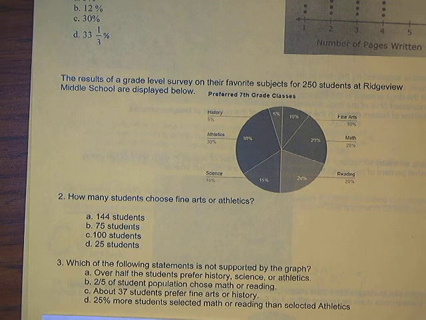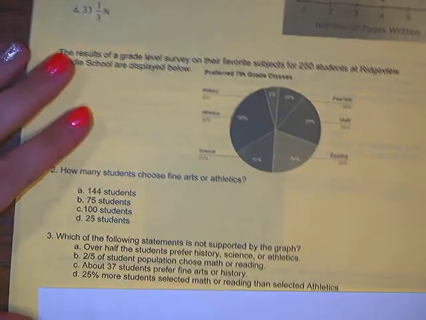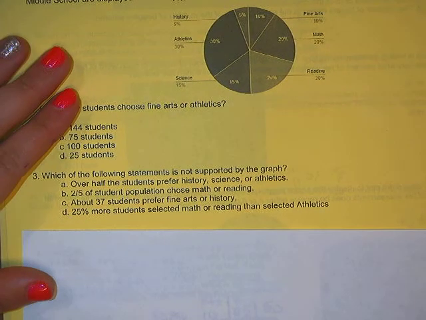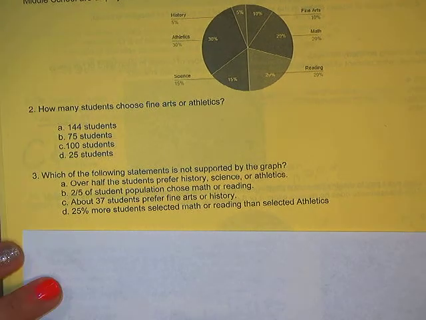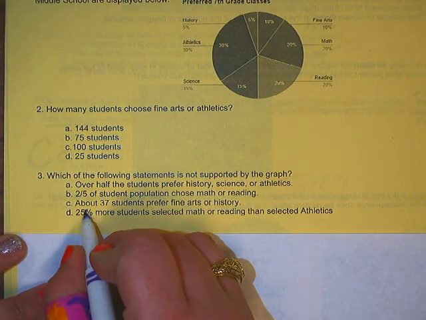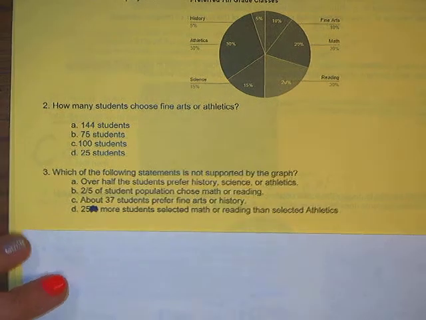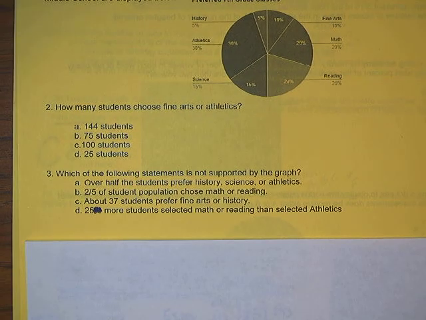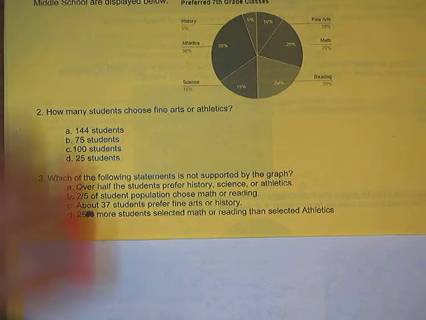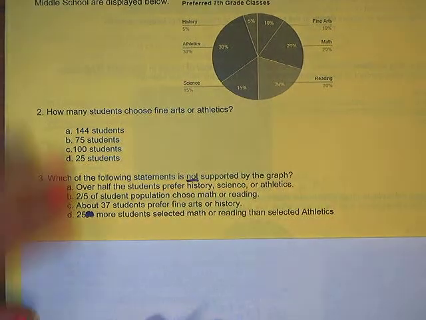Hi guys, I wanted to do question 3 with you on the yellow sheet of the test review. For one, because there is a mistake. This 25%, you can mark that off. It should just be 25. Okay? So it says which one is not supported by the graph.